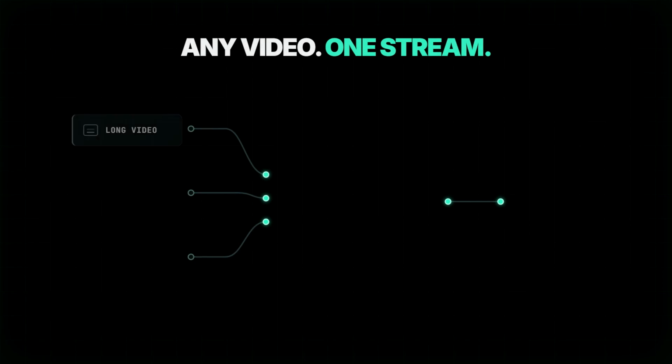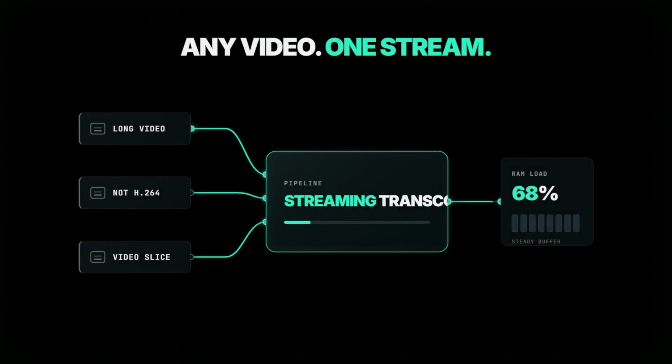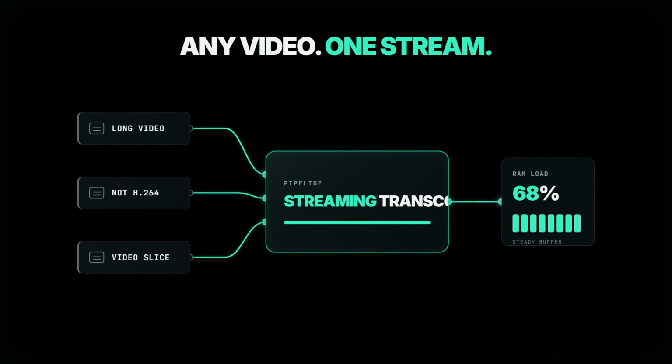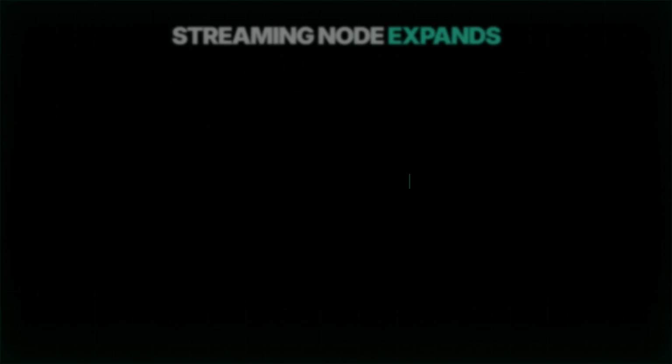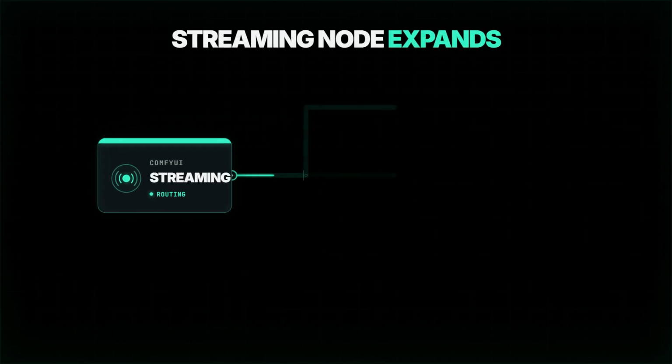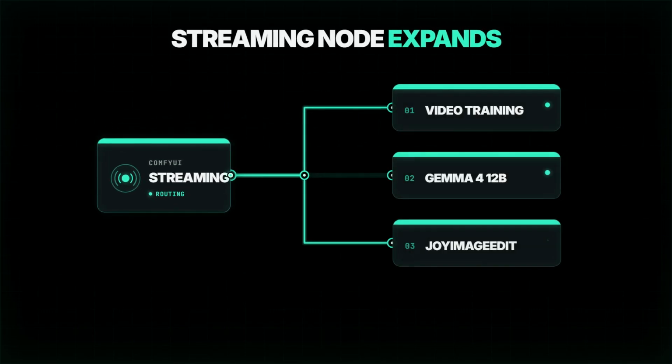The direct win belongs to workflows that actually transcode, especially longer non-H.264 uploads and video slice operations, where the previous buffer grew with every decoded frame. But 0.29 is bigger than one memory patch. The official release also combines video training support, Gemma 4 12b, Joy Image Edit, and other additions.